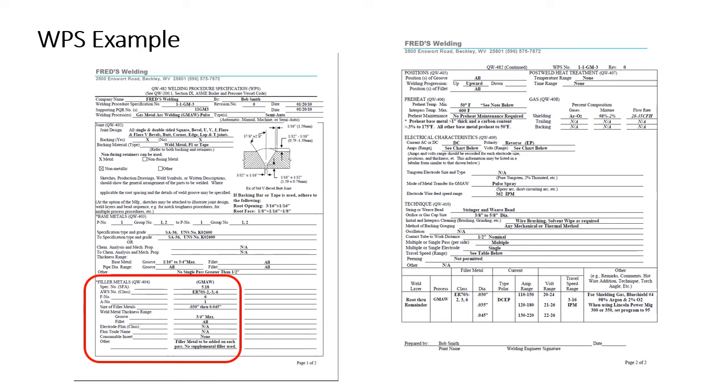Not everything listed on a WPS is an essential variable. There's a lot of non-essential variables that could be listed on this WPS. But I just kind of outlined right here that this is a gas metal arc MIG procedure. But you can see where I outlined the filler metals. Here you would list the filler metals. Some of this information that I've outlined in red is an essential variable, and some of it is a non-essential variable. Like the size of the filler materials, non-essential variable. But the P number or the F number and the A number, those would be essential variables.